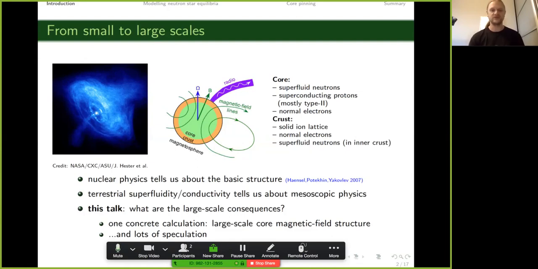You have this 20-kilometer wide ball of superconductor, and the talk basically splits into two parts. One is an actual concrete calculation of the magnetic field structure that you get when the core is superconducting as opposed to normal. And the rest is a lot of speculation, basically, but hopefully that will raise some discussion.